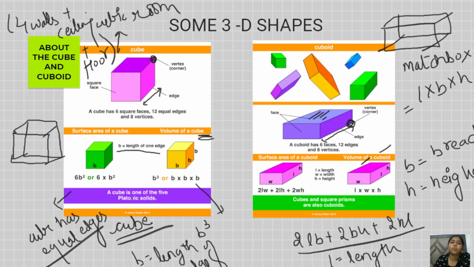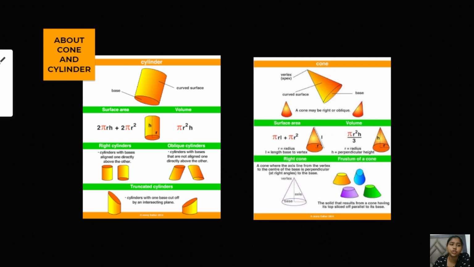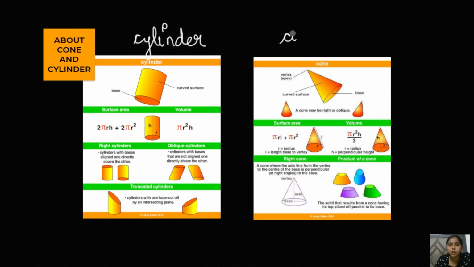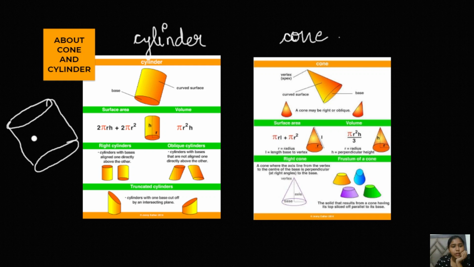Let's move forward towards the other 3D shapes, that is cone and a cylinder, right? The first is the right circular cylinder and the second one is the cone, right? So here we'll discuss what a cylinder is. Basically you know that this is the shape of a cylinder. It is also the shape of a pipe. This is the curved surface area. These are the circular bases of the cylinder.